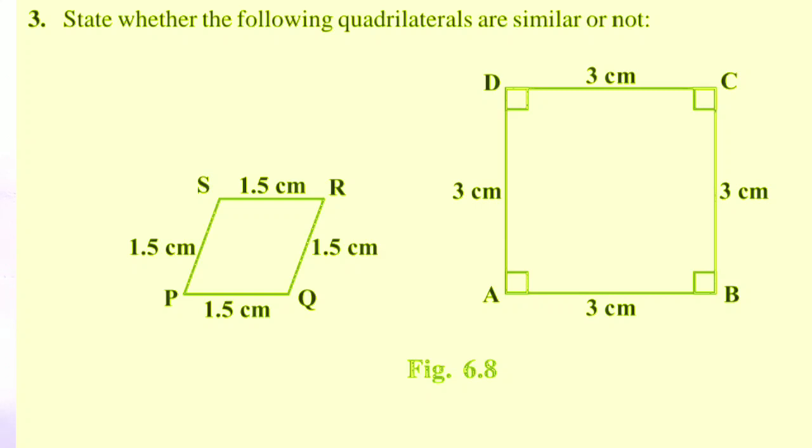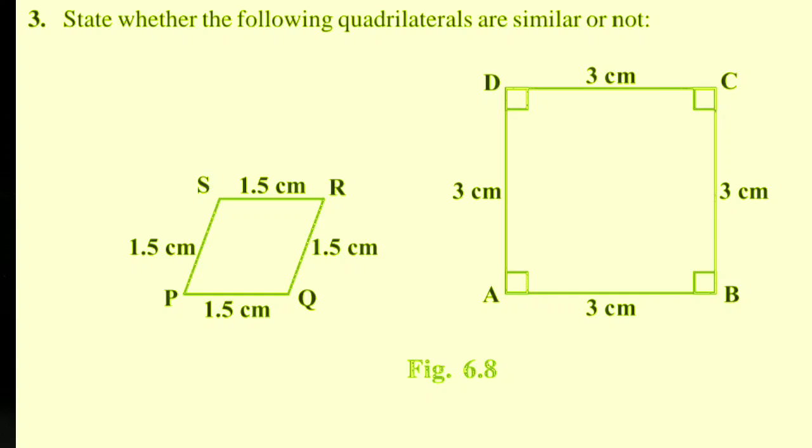Here we are given two quadrilaterals. One is a rhombus and the other one is a square. The measures of the sides are also given. The rhombus, having equal sides, measures 1.5 centimeter, and in the square the side is of length 3 centimeter each. Clearly the two quadrilaterals are of different shape. They need not be similar.